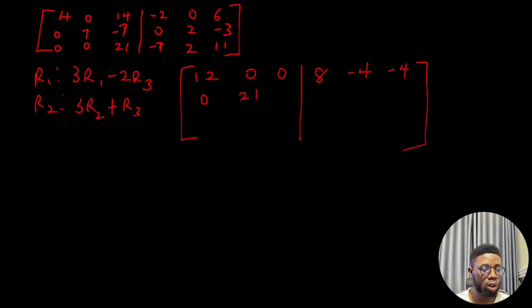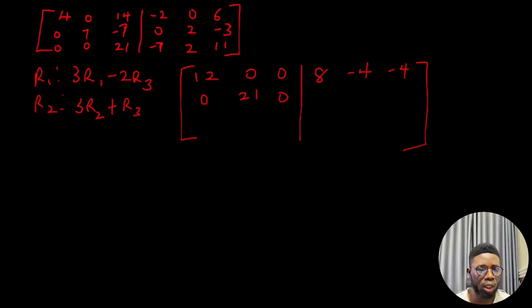Now, the next one is, of course, we know that that one will be 0 because that's basically what we're trying to turn to 0. 3 times negative 7 is negative 21. The negative 21 plus 21, that would be 0. So 0 would be here as well. So we have 0 in this place.